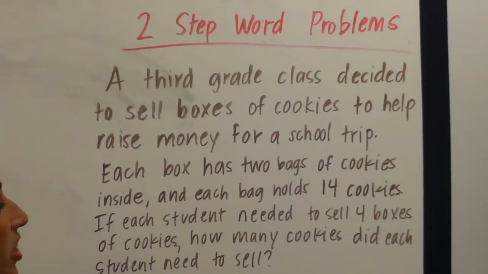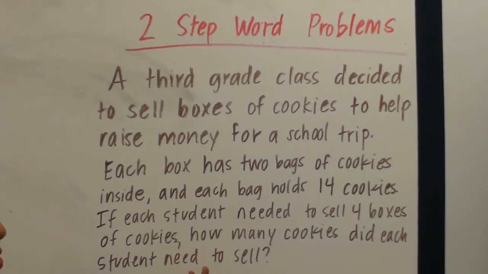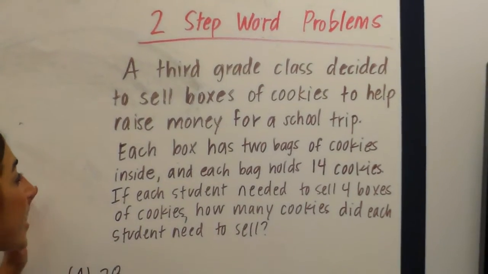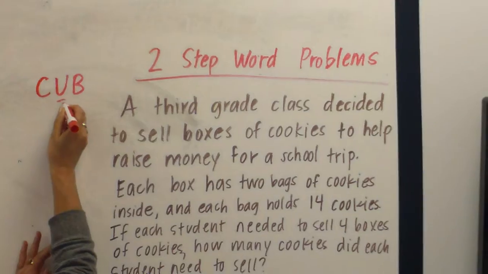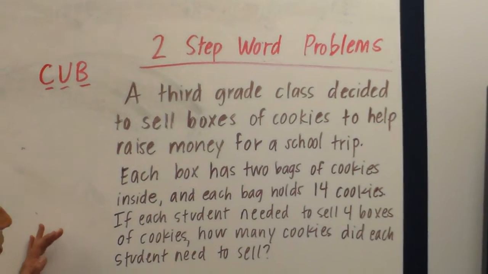Hi families, today we're going to go over two-step word problems. One of the most common misconceptions we see is kids forgetting to CUBE the problem. CUBE means circle the numbers, underline the question, and box key math words. So I'm going to do that for us.